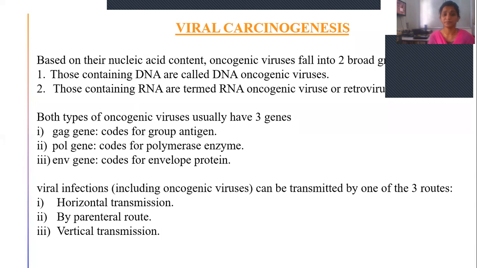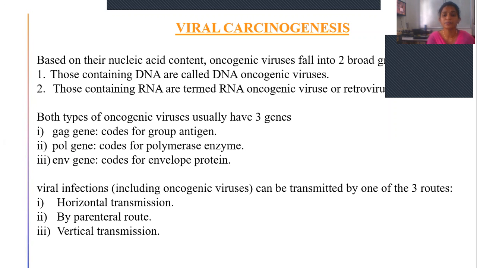Again, these were classified into two categories. First, those containing DNA are called DNA oncogenic viruses, and the viruses which contain RNA are called RNA oncogenic viruses. If they contain DNA, we call it a DNA oncogenic virus. If they contain RNA, then we call it an RNA oncogenic virus.